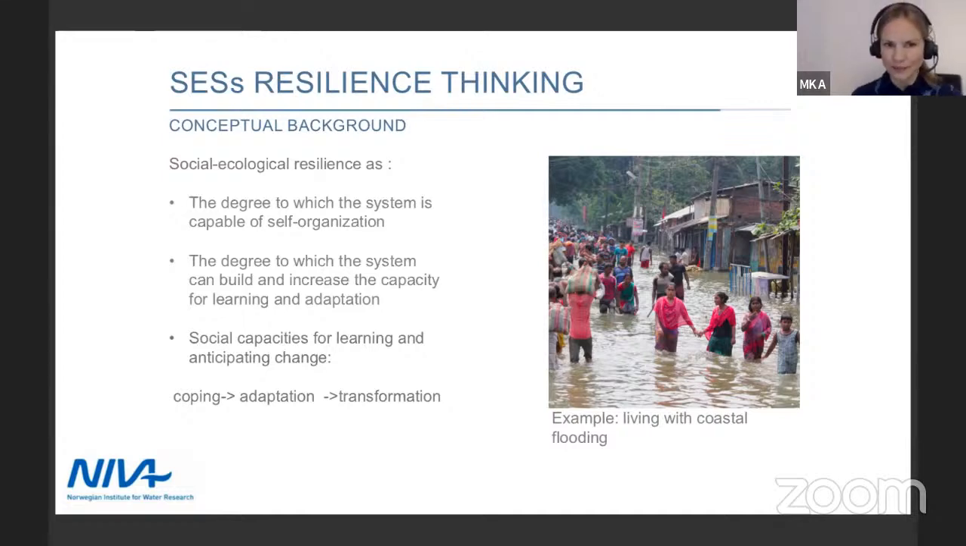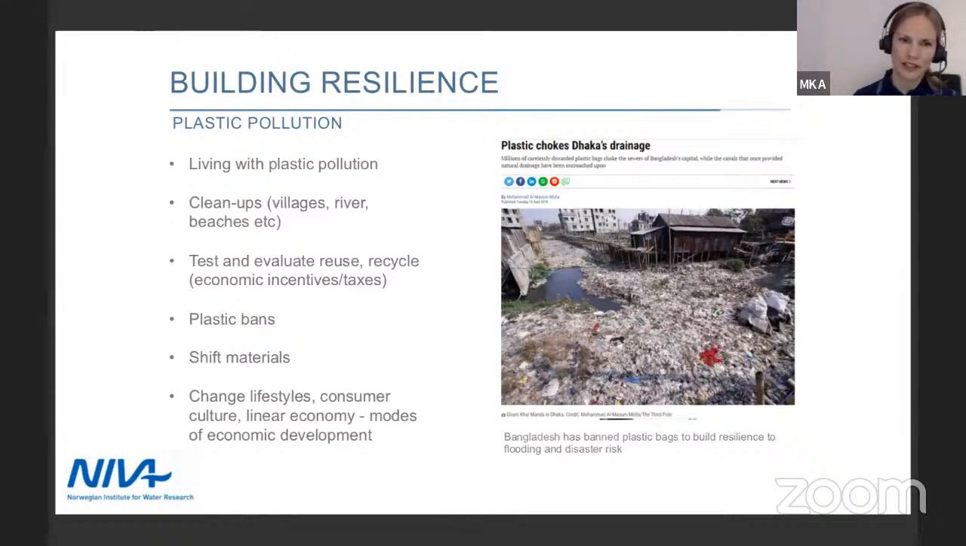Yes, and next slide. So if we think of these concepts when it comes to plastic pollution, there's also a link to what Hans Nikolai Adam mentioned. There are different attempts to build resilience to deal with this crisis in a better way. And these can also be positioned on the scale from coping to transformation, perhaps.